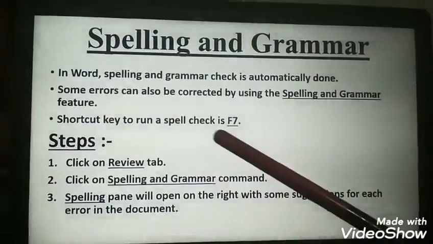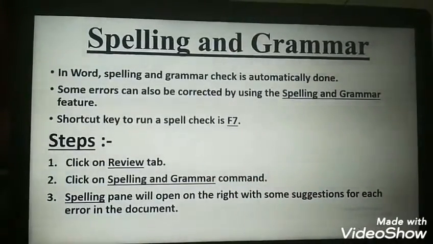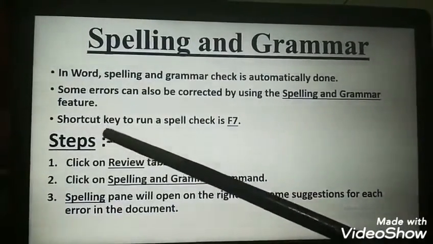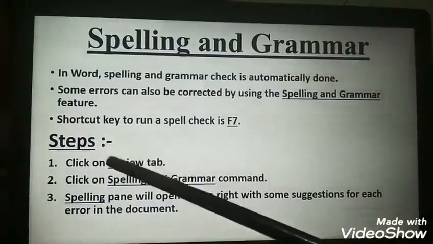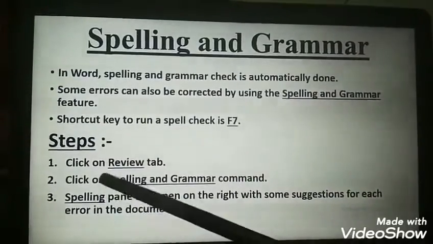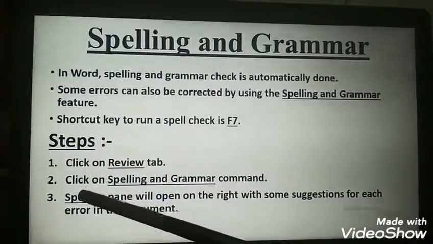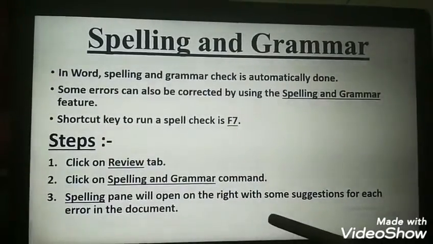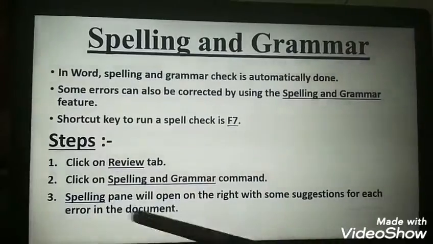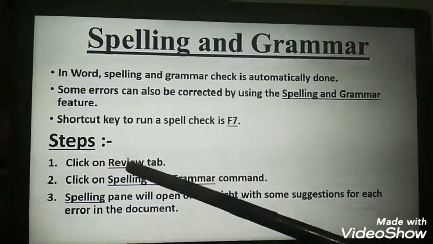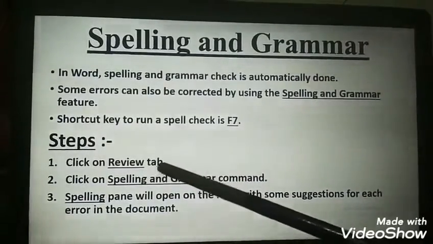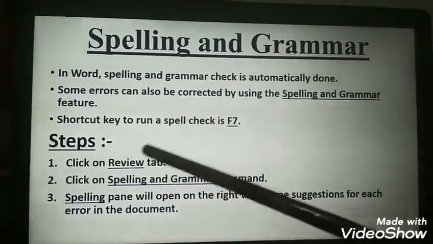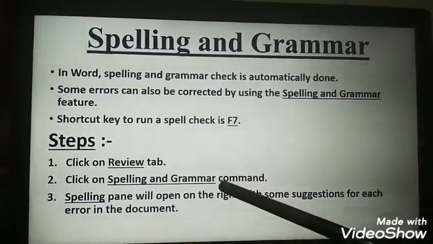The shortcut key to run a spell check is F7. If we want to run a spell check by using a shortcut key, the shortcut key is F7. Steps for using spelling and grammar: click on the Review tab, then click on the Spelling and Grammar command. A spelling pane will open on the right with some suggestions for each error in the document. First we have to go to the Review tab and click on it. Then we have to click on the Spelling and Grammar command, which is written there in the Review tab.